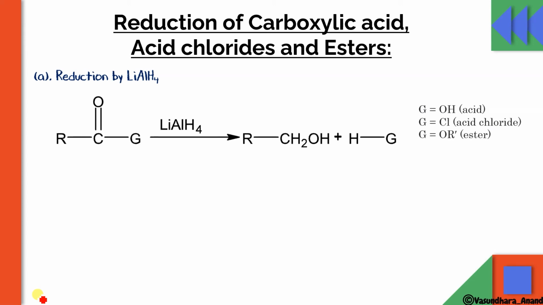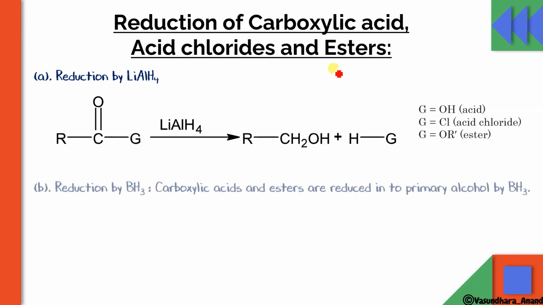So if this group, whatever the group is there, undergoes reduction in presence of lithium aluminium hydride, it will give you RCH2OH, and whatever the group is there will get attached to this H. This group can be OH, can be Cl, can be OR. So if it is OH, it will be carboxylic acid. If it is Cl, it will be called acid chloride. And if it is OR, it will be called esters.